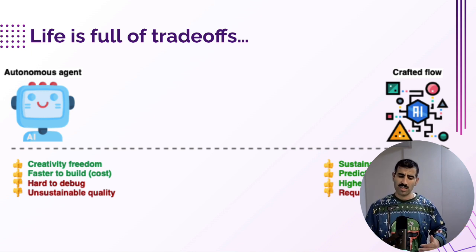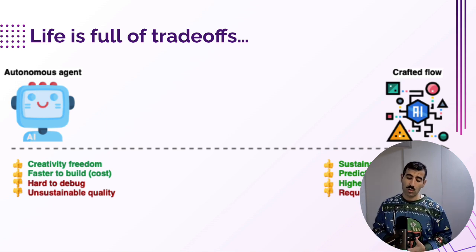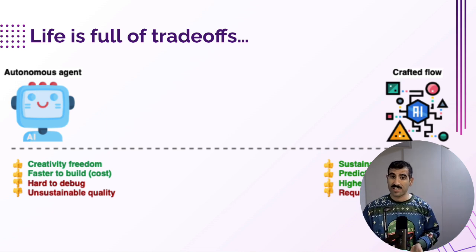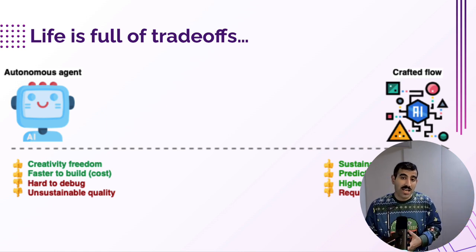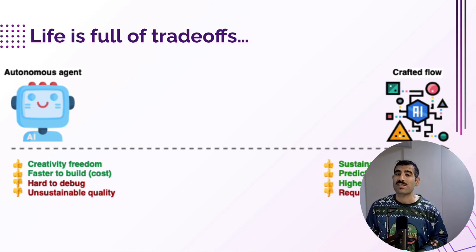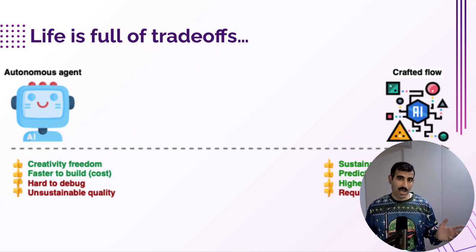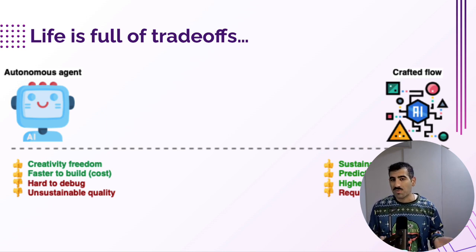In production, we need to have some sort of certainty. And with a crafted flow, we have a sustainable quality. The process is predictable. We know what's going on after each step. There's a higher possibility to debug it. And on the other side, it's very expensive because we need to invest a lot of time and a lot of resources to handcraft and develop it. My 2 cents is that reality, like always, depends.